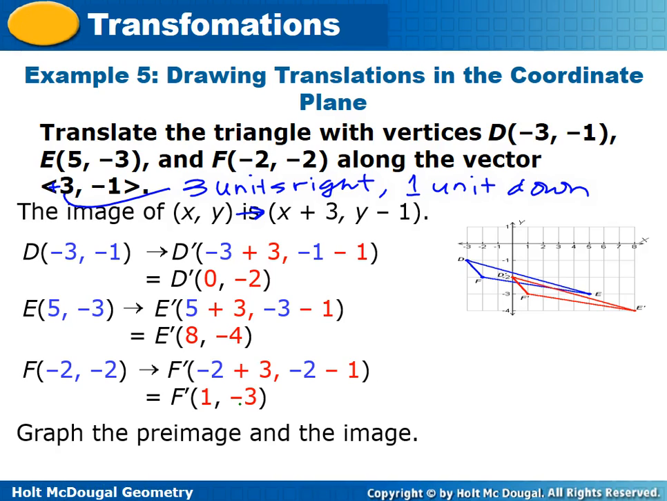So let's just take one of these points. Let's take D. So this is our original image, the blue one. So we got 1, 2, 3, and then we've got 1 down. So that's exactly what it did. And that happens with all these points. So if we do F, 1, 2, 3, and 1 down, okay? And if we do E, 1, 2, 3, and 1 down. So that's how our points translate.